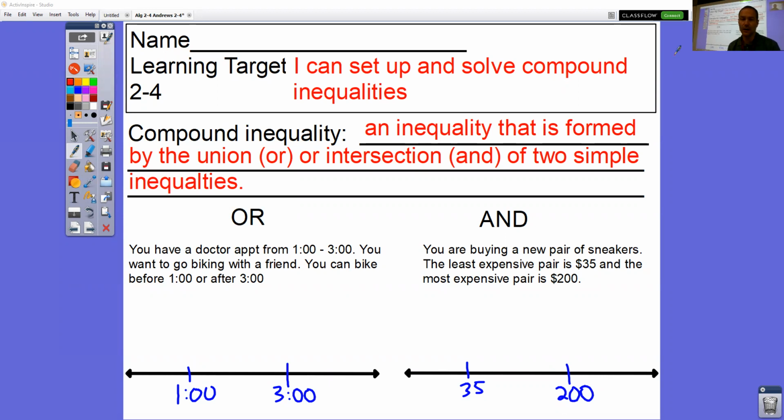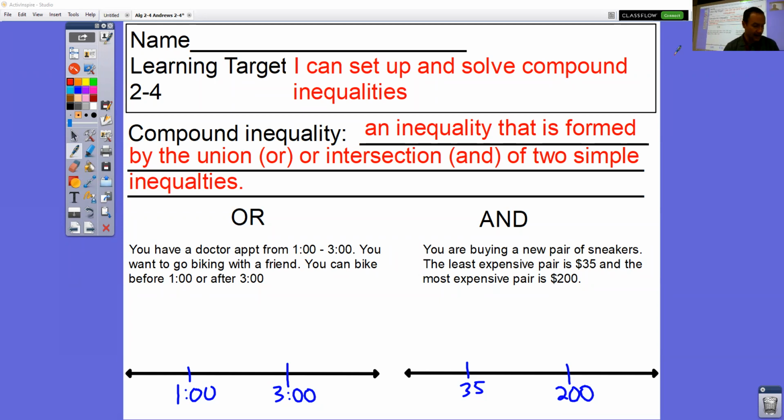So a compound inequality is an inequality that is formed by the union, which is an or statement, or the intersection, which is an and statement, of two simple inequalities. So basically what you're doing is you are graphing two inequalities from a problem situation on the number line at the same time. Sometimes those arrows are going to come together in the middle. That is an and statement. Other times they're going to go out, which is an or statement. So let's take a look at what some of these look like.